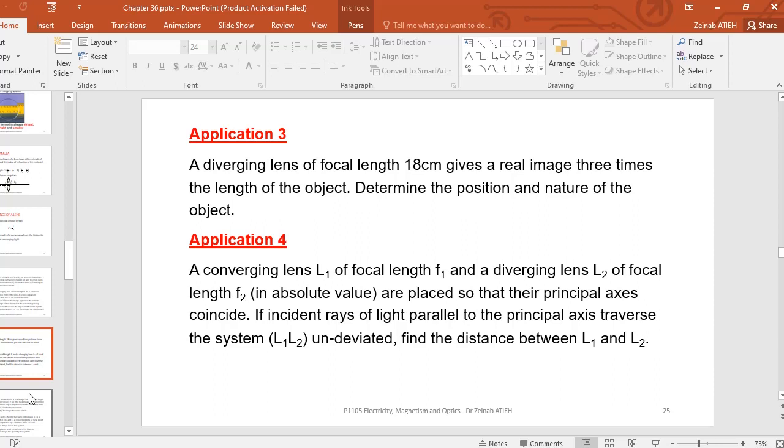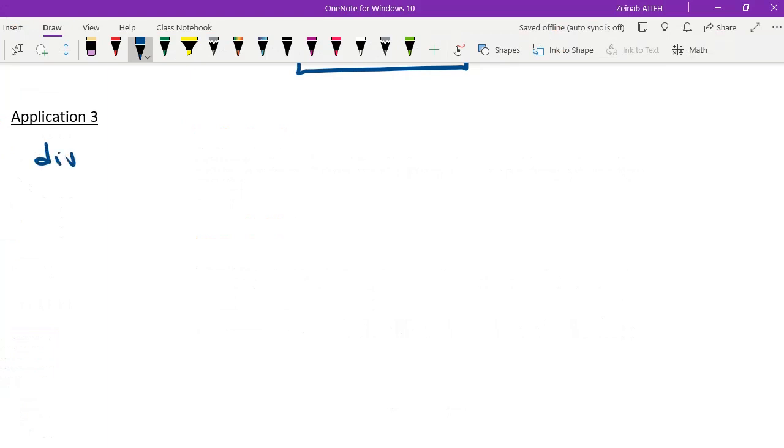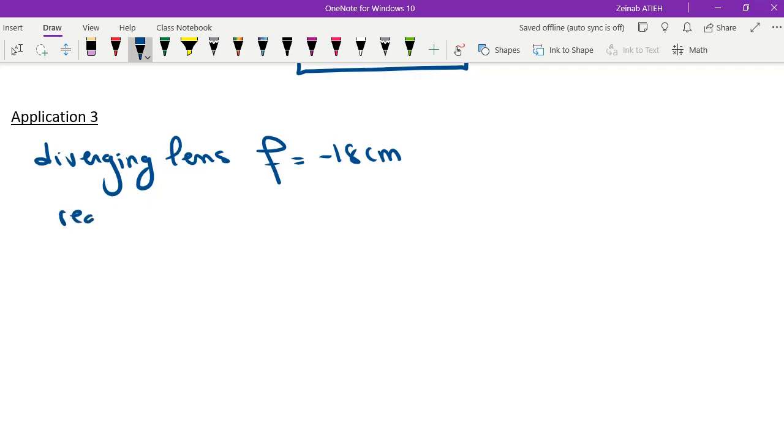So let's do that. So we have a diverging lens, f equals minus 18 centimeter. Now he tells me that I have a real image. If you remember, I explained in the slides that for a diverging lens, when the object is real the image is always virtual. So if the image is real, the object must be virtual. So this gives me a virtual object.